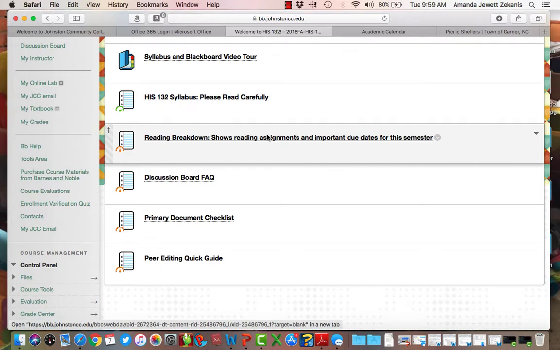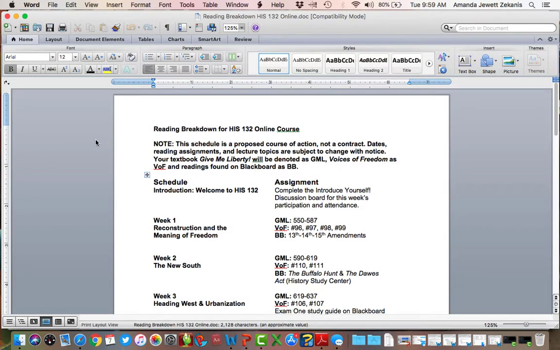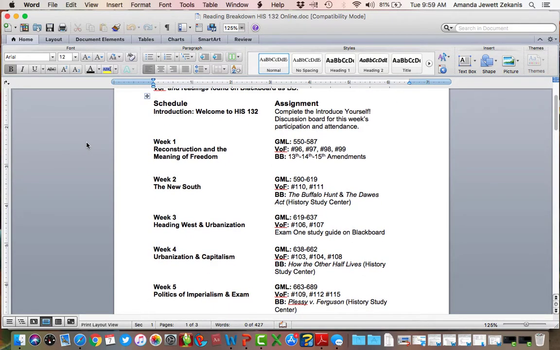The reading breakdown. So the reading breakdown is really important because it has the topics under each week and the reading assignments for those weeks every week, okay? So like, for example, this first week, because we only have a half of a week, really the only thing you need to do is the Introduce Yourself discussion board for this week's participation and attendance to be counted in the class. You should also do the enrollment verification quiz if you have a chance in this first week, so you get it over with.